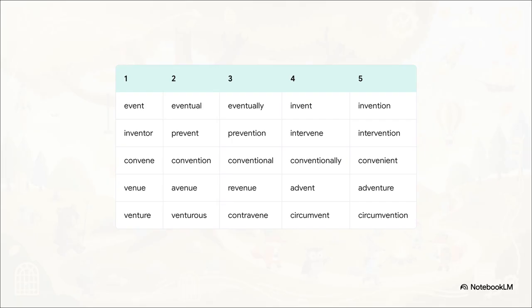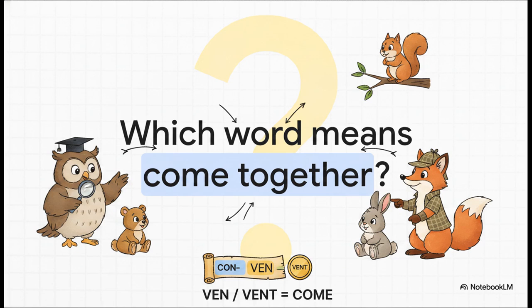All right, here is your absolute master checklist. These are 25 essential VEN and VENT words that every serious speller should recognize, from event all the way down to circumvention. Again, this explainer is your complete guide, so no other study books are required. I actually highly recommend pausing right here just to test yourself on this list before we move on. Quick review question for you. Out of all those, which word means to come together? If you guessed convene, you are absolutely right.